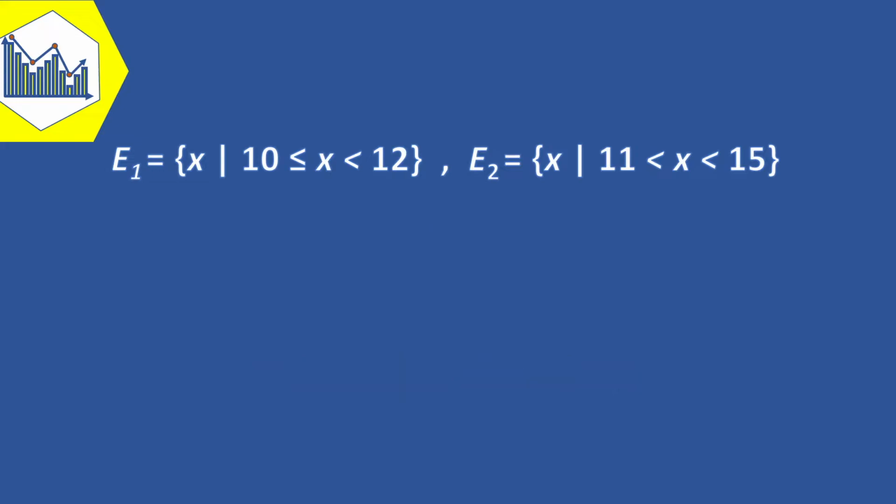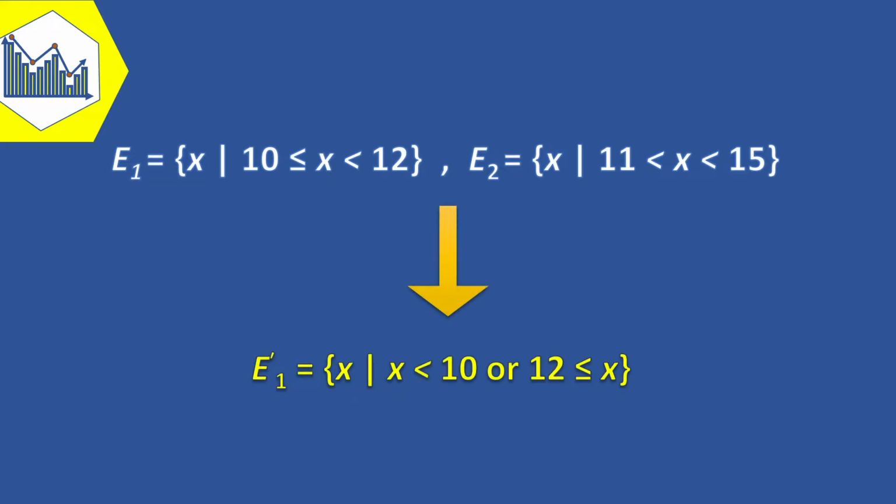Also, E1 prime is the set that X is less than 10 or bigger than or equal to 12. And finally, the intersection of E1 prime and E2 is the set that X is between 12 and 15.